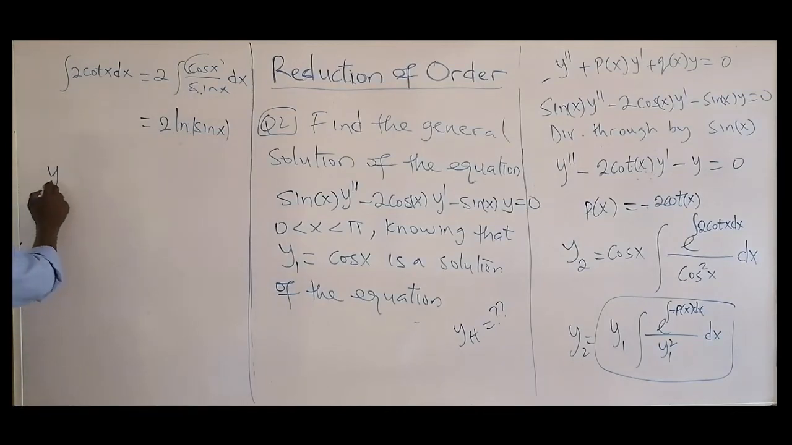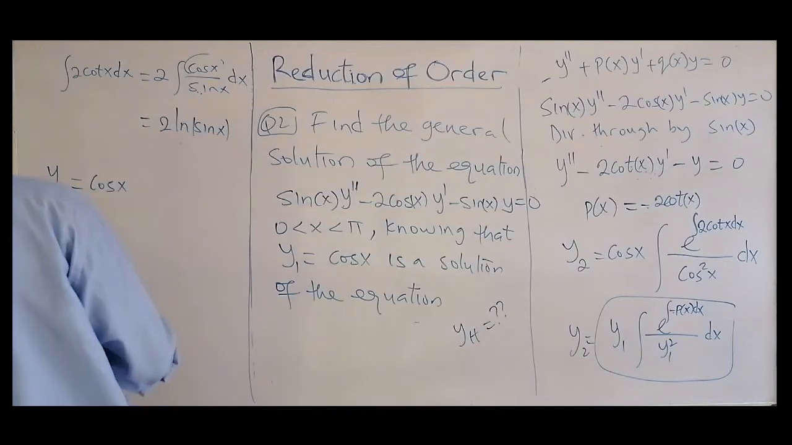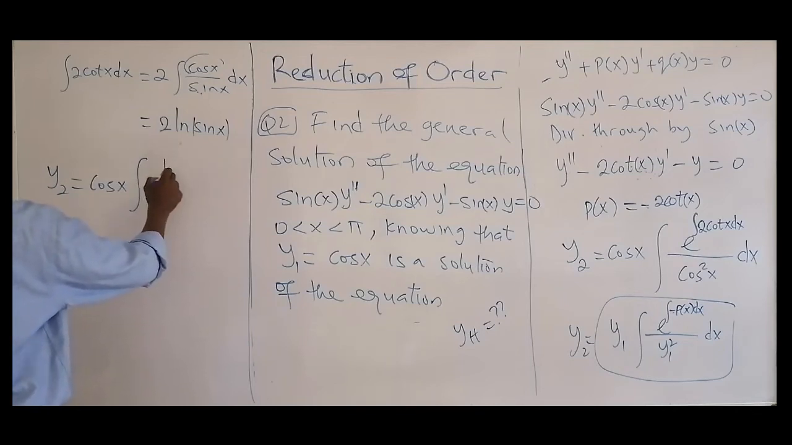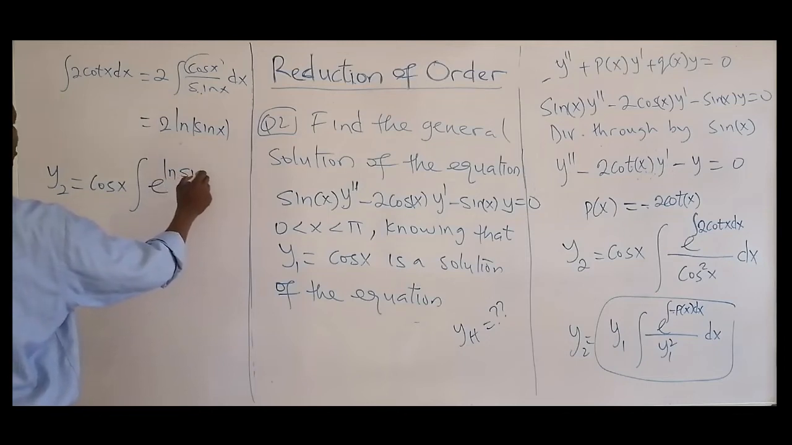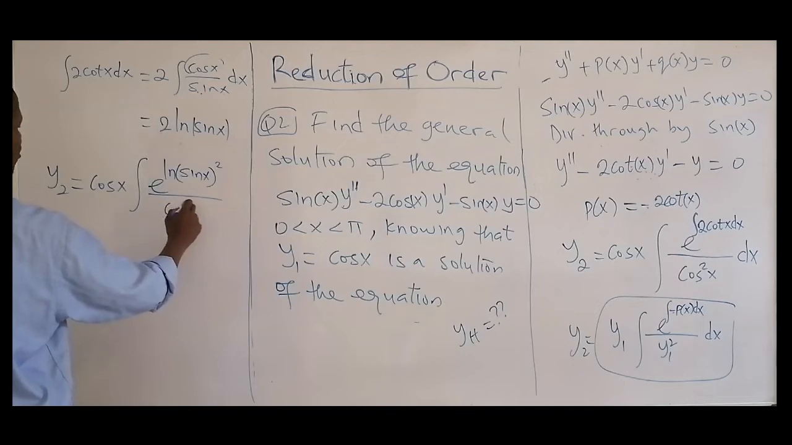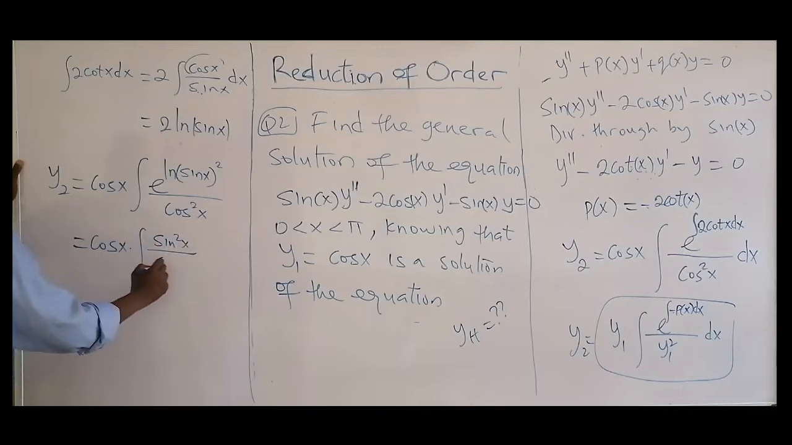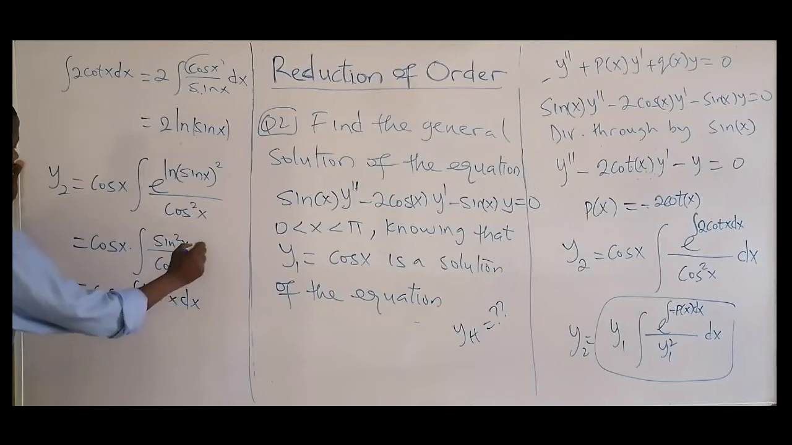Okay, so y2 will now become cos x integral of e to the power of ln. This 2 can come here. Now we have ln sine square all over cos square x. And that will be equal to cos x. Exponential to this power will give you the integral of sine square x all over cos square x. Which is what? Which is cos x. And that will give us the integral of tan square x dx.